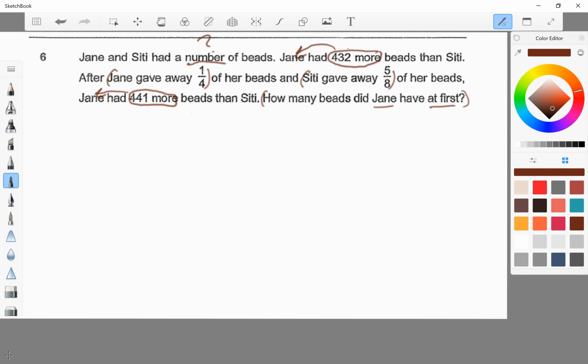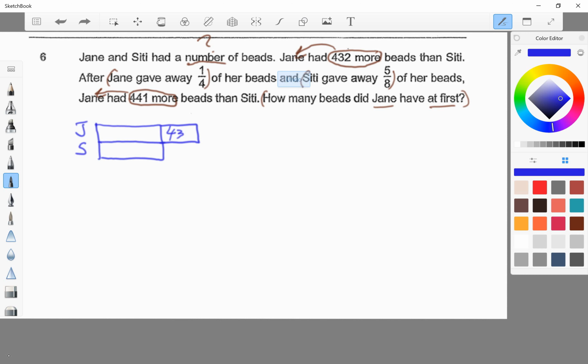So for a question like this, I would actually need to do two things. The first thing I need to do is to draw a very simple and basic model. And I usually tell my students this is called the P3 primary 3 kind of model. Okay, so Jane and Siti, and it was mentioned that Jane has 432 more bits than Siti. Hence, that's how the model will look like.